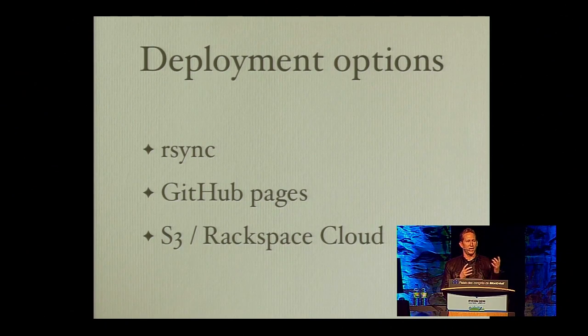Because the site is just HTML, CSS, and maybe some JavaScript, it opens up a ton of deployment options. Personally, I use a single fabric command to generate the site and rsync it to a tiny virtualized server running Nginx. If you don't want to pay for a VPS, you can publish to GitHub Pages for free. There's S3, Heroku, Rackspace Cloud, and many other choices as well.